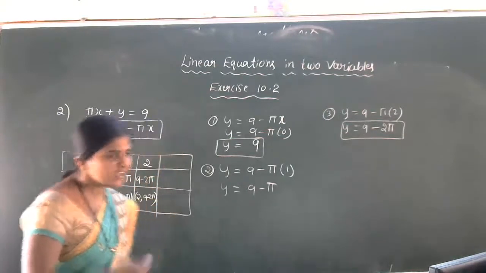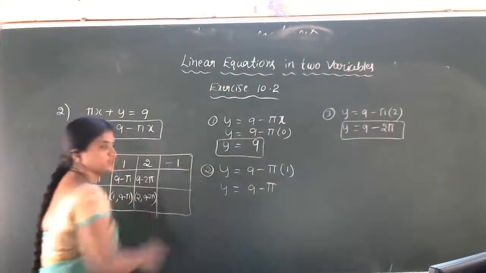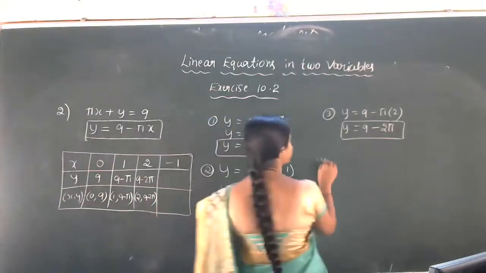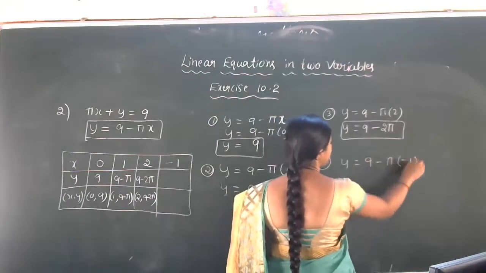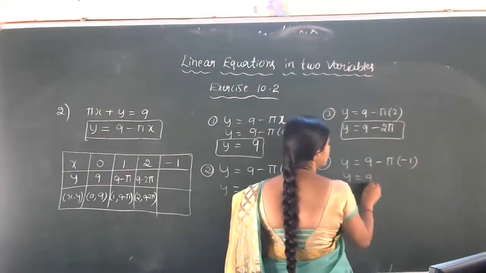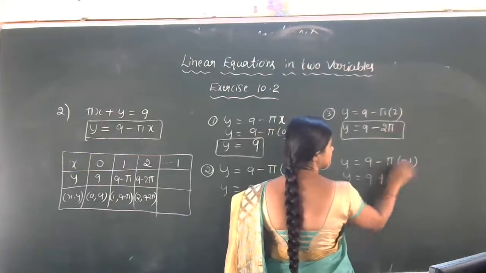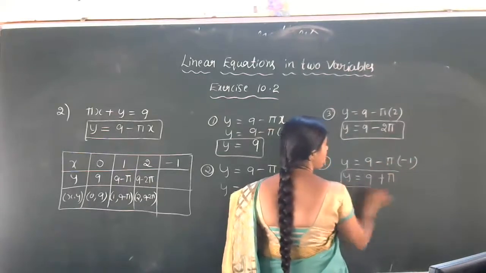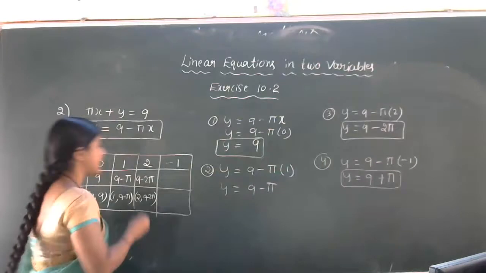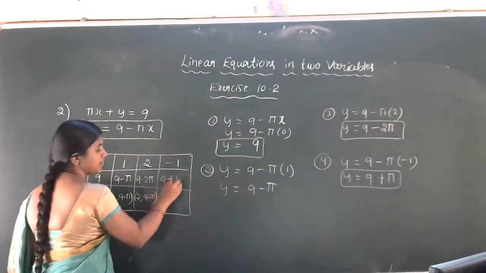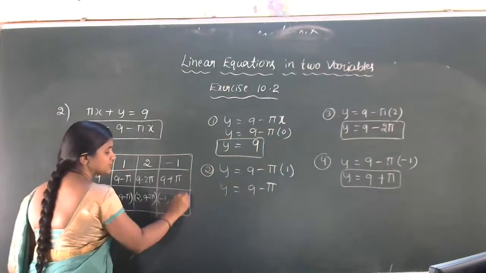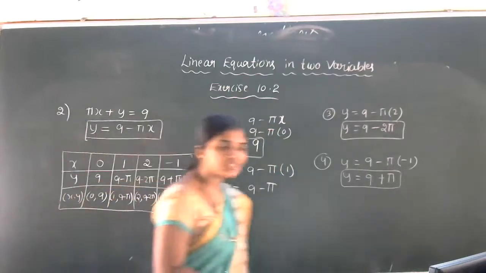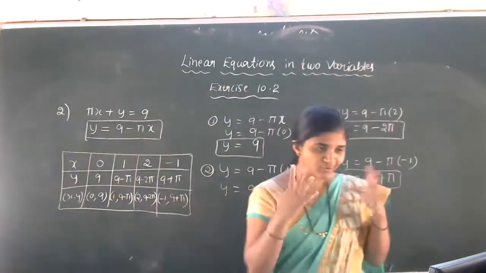Got the idea? Now you can choose minus 1 also. Fourth one: y is equal to 9 minus pi into minus 1. Minus into minus is plus, so pi into 1 is pi. So y is equal to 9 plus pi. So the solution is (-1, 9 plus pi). Got the idea of this concept, students? So I got the four solutions.